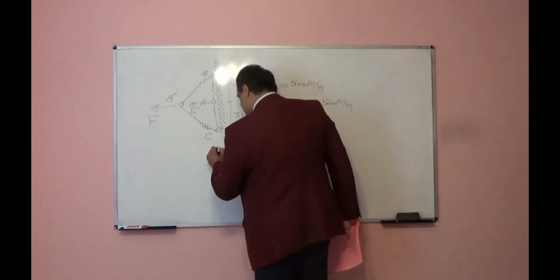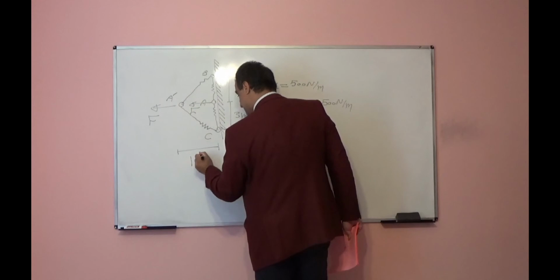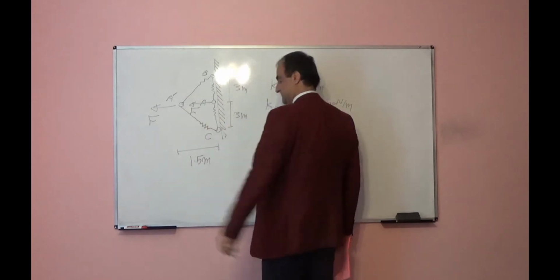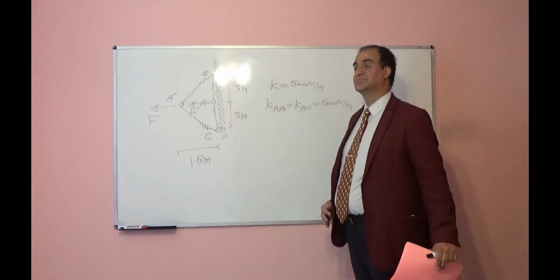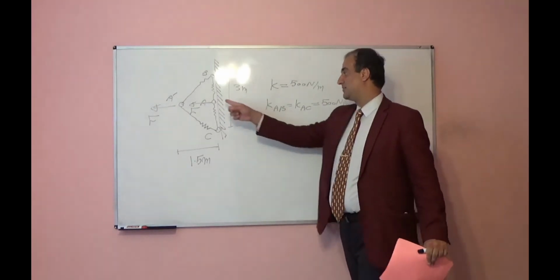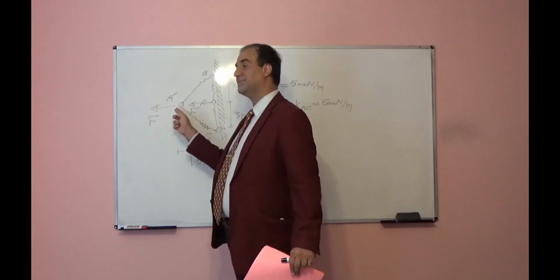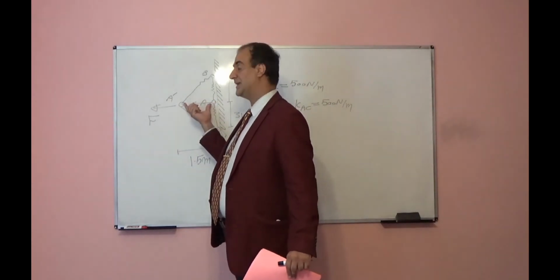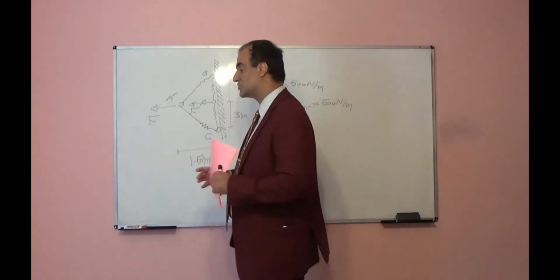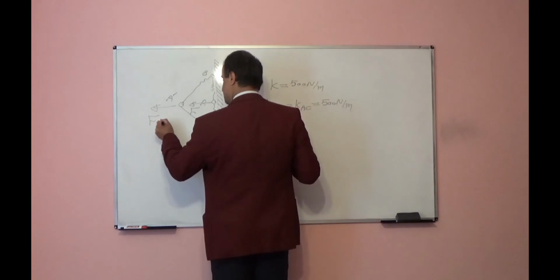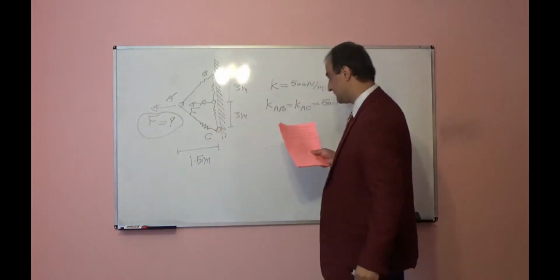The problem statement says AA prime, so this deflection is 1.5 meter. Initially it is here, and the length for each spring is 3 meters. Then I apply force here and I pull it, so it will deflect, and the deflection magnitude is 1.5 meter. How much force should I apply? What is the force here?